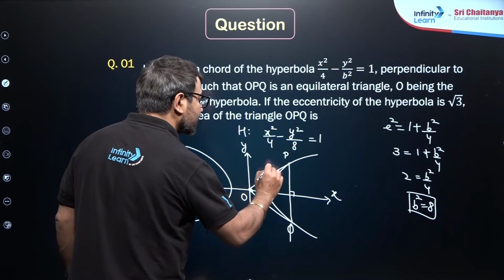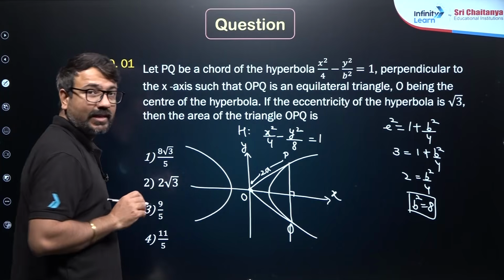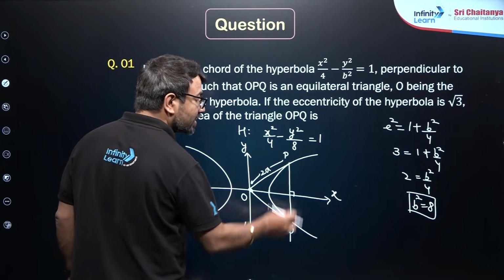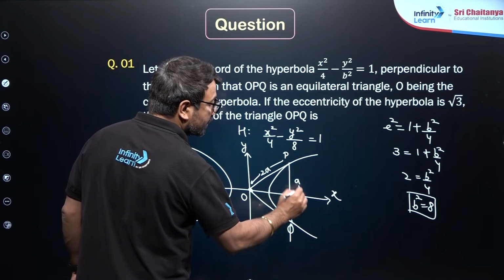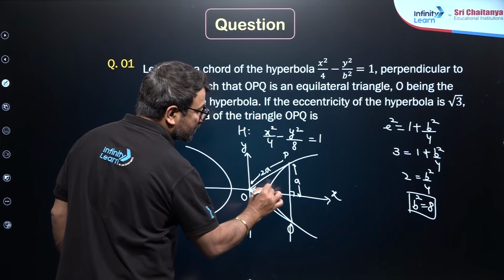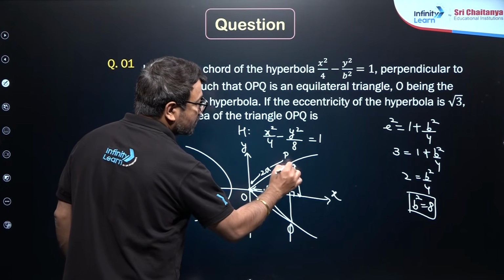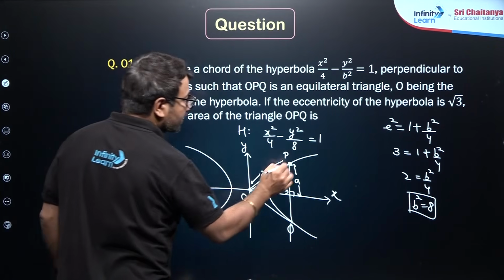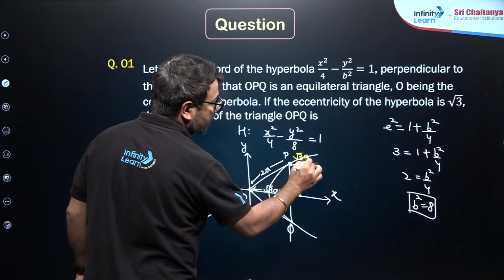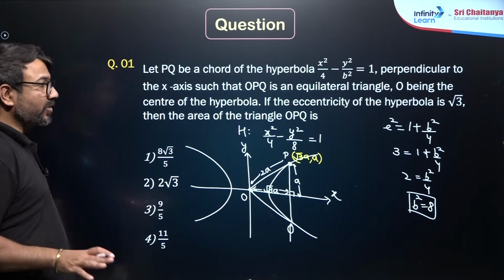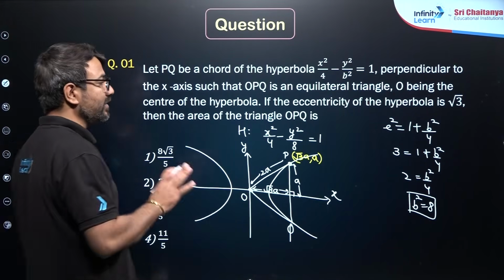I am assuming the side of the equilateral triangle as 2a, so this is 2a, and this will also be 2a. So here this will become a. Then if you calculate by the Pythagoras theorem, it will become root 3a. So the coordinate P on the hyperbola will be root 3a comma a. Now this root 3a comma a will satisfy the equation of the hyperbola, so we can easily find this a value.